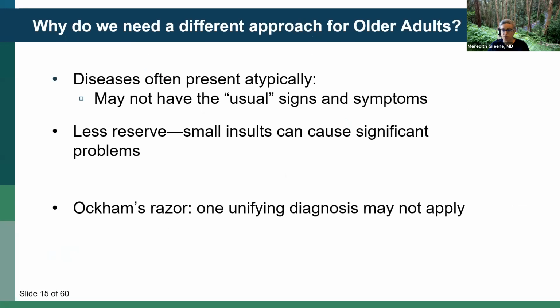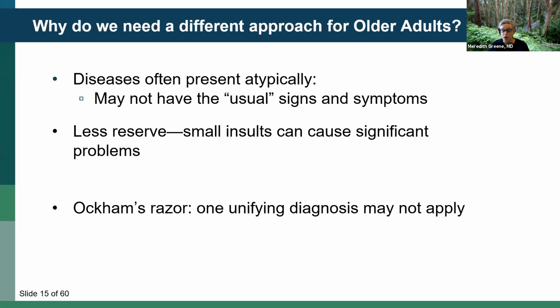And just to point out that it's not just distinguishing what is normal versus not normal with aging, but also we really need to approach older adults differently. And this is because with age, diseases often present atypically. They're not the classic signs and symptoms. It can be a change in mental status, or delirium may be the presenting concern for infection. And we certainly saw this with COVID-19.